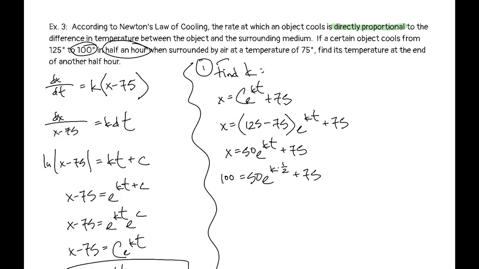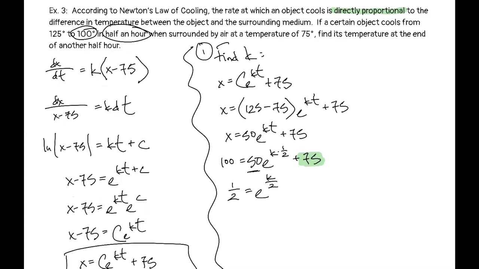Now, some of you might be like, well, how come you can just put 100 in there and not 100 minus 75? The reason is this 75 on the other side, when we subtract it over, that's where you get the difference from, okay? So everything is relative to the medium, the ending temperature, as well as the starting temperature, okay? So when we subtract this 75 over, we'll get 25. And then let's go ahead and divide this 50 at the same time. So we'll have 1/2 equals e to the k over 2.